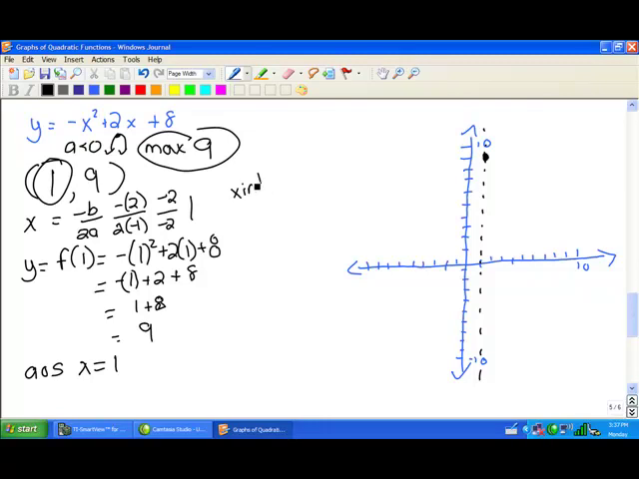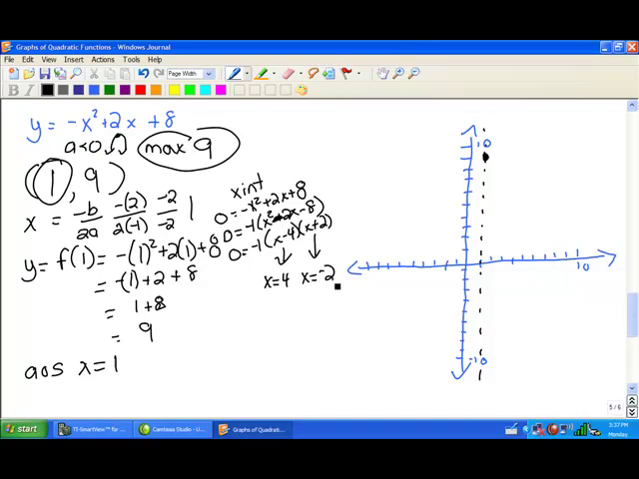Finding the x-intercepts, we set y equal to 0 and solve. The first thing I'm going to do before I try to factor is factor out a negative 1. That'll make my leading term positive. So negative 1 times x squared minus 2x minus 8, which will factor into x minus 4 times x plus 2. That will give me an x-intercept at a positive 4 and an x-intercept at a negative 2.